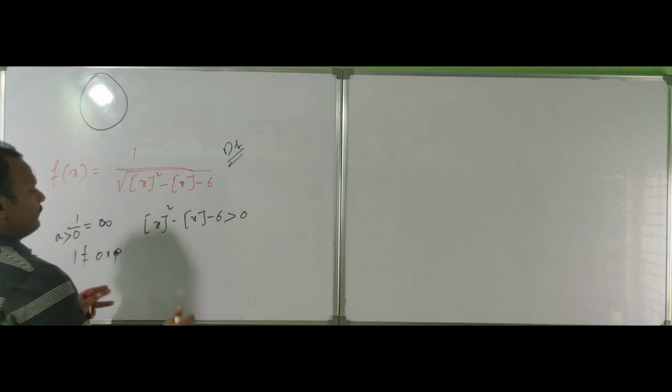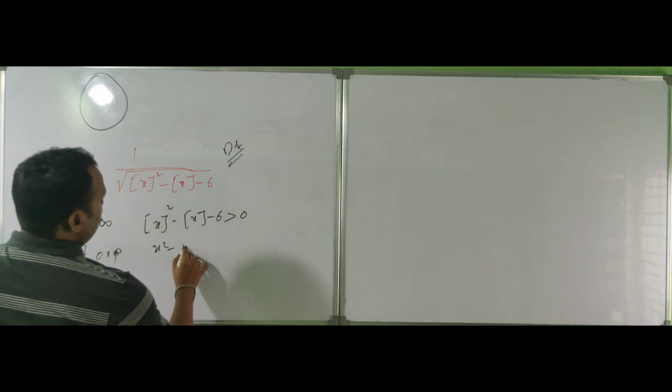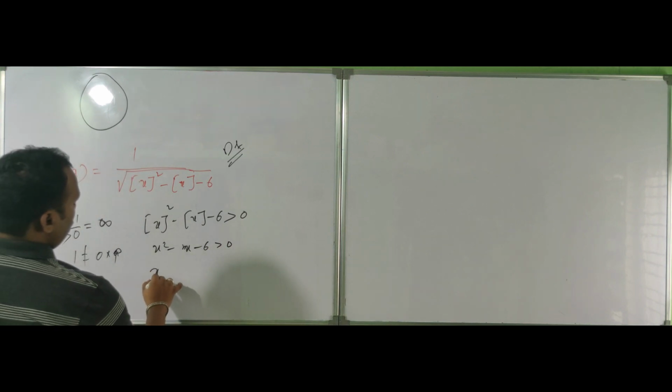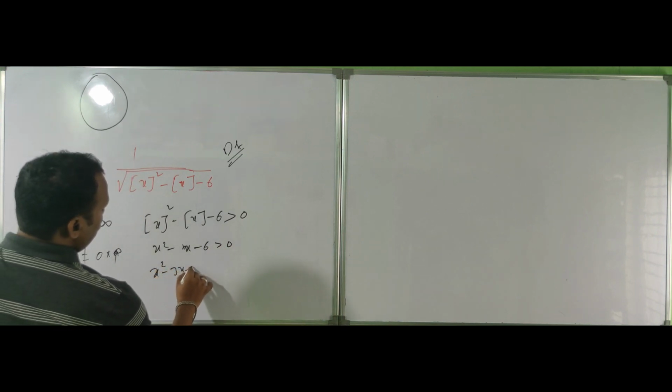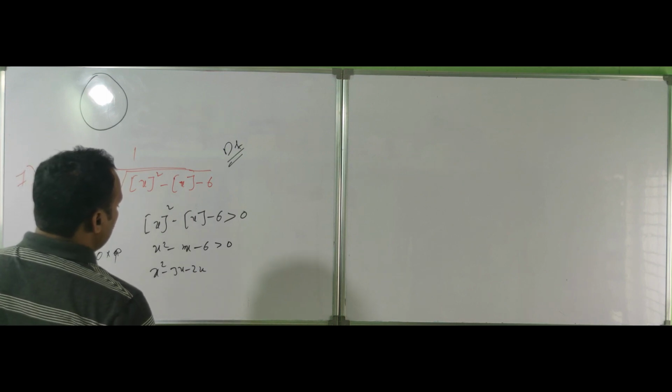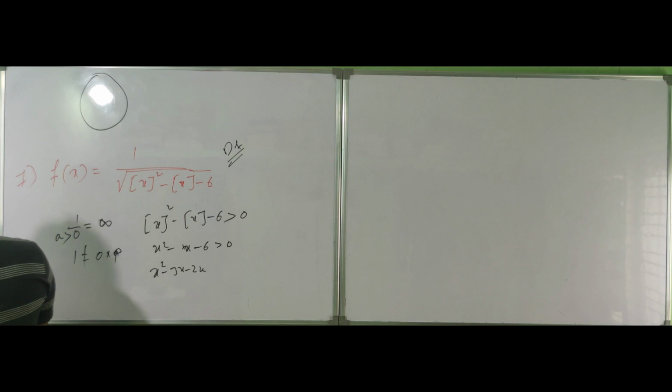This is in the form of x square minus x minus 6 equal to 0, and this becomes, you can write, x square minus 3x plus 2x minus 6. You can write the factors, these two functions.